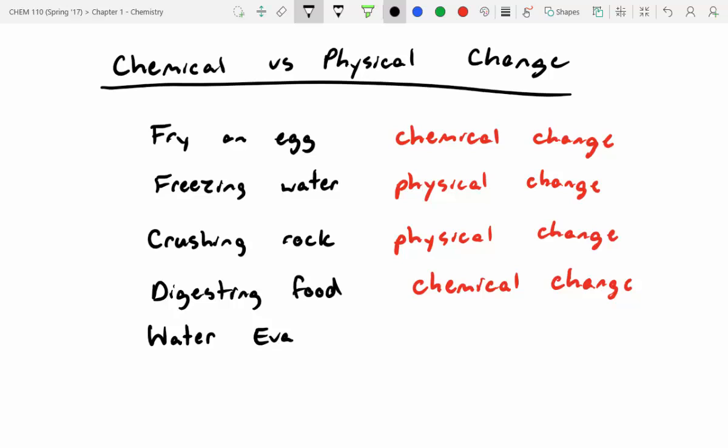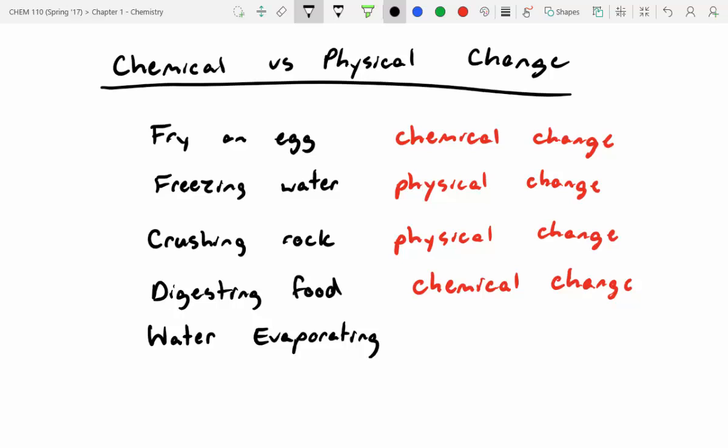Water evaporating. What do you guys think? Chemical, physical? Talk about it with your neighbor. Try to argue. All right, let's see a show of hands again. Raise your hand for physical change. Raise your hand for chemical change. Couple. All right, think about it this way.